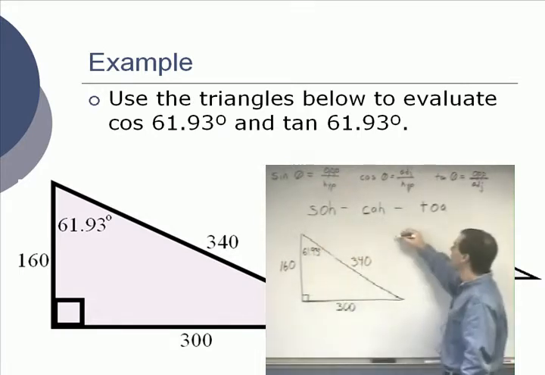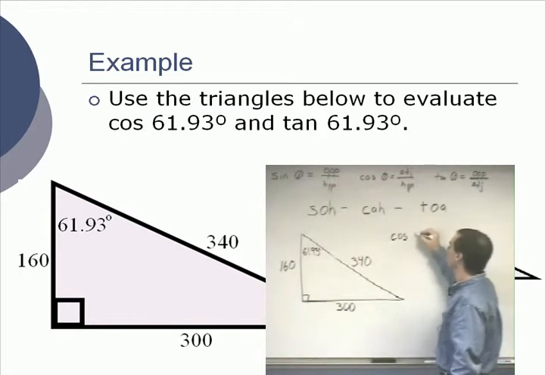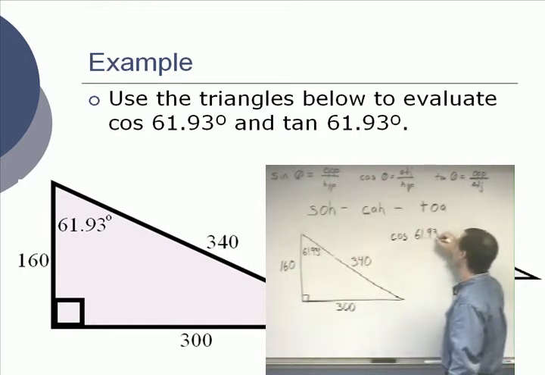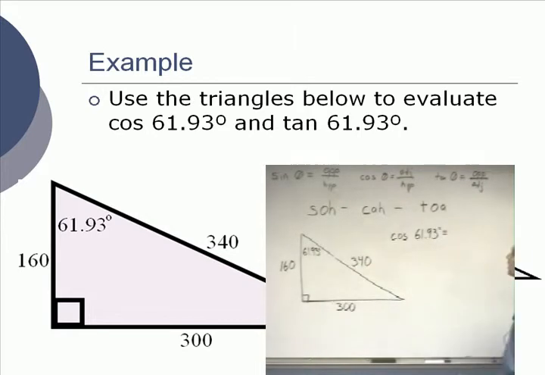Well, based on this fact, we can claim that the cosine ratio, the cosine of 61.93 degrees, is equal to... cosine represents what over what? 160, the adjacent side, over the hypotenuse of 340. 160 divided by 340 is going to give you 0.4706. Now check that. Take your calculator and just type 61.93 and hit the cosine button.